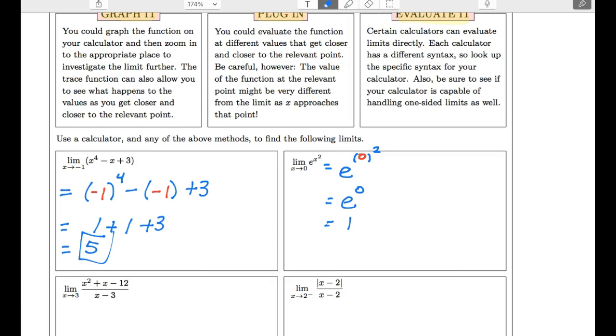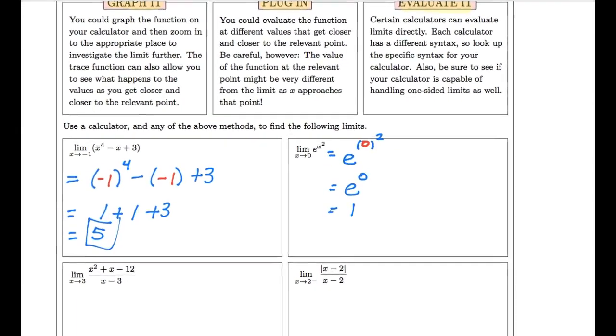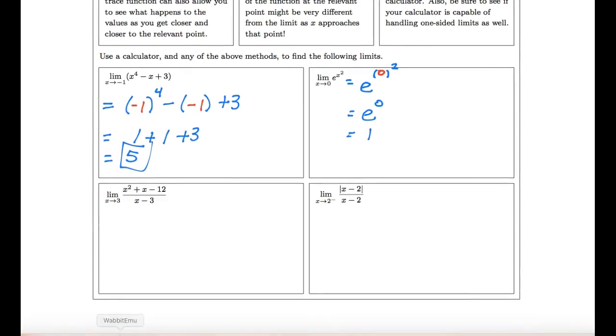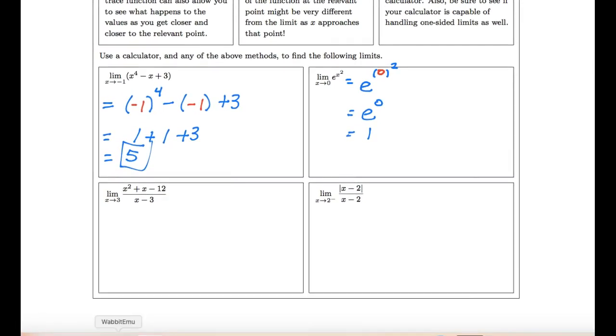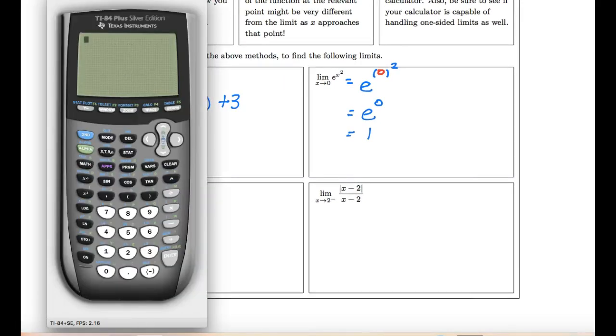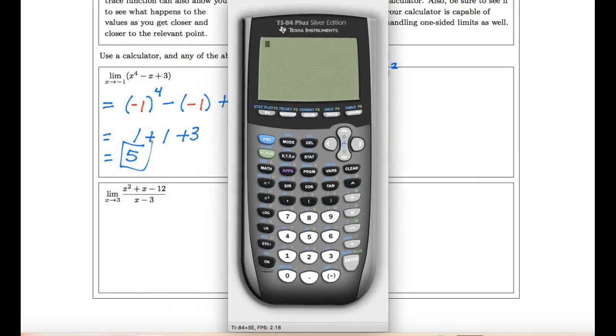The bottom two can be a little more challenging, so we're going to use the calculator here, and we're going to use our table feature. So let's plug in our function. I'm going to go to y equals. Since there's more than one term, don't forget parentheses for the numerator and the denominator. Yes, I could factor these, but we're not really talking about that yet. So I'm just going to plug this in, and I'm going to use a table of values.